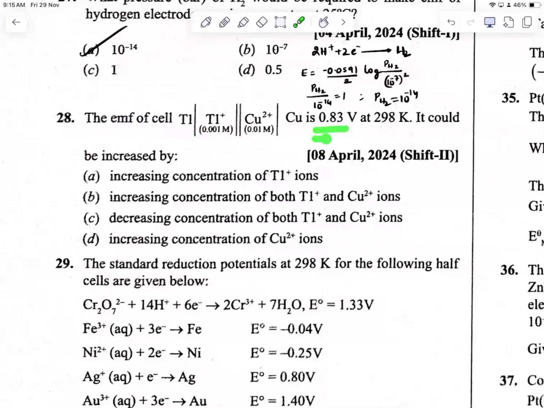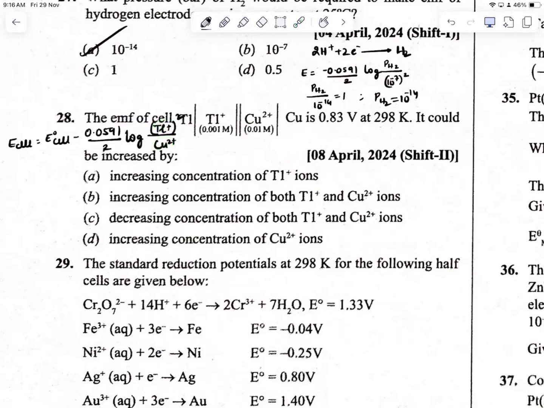See, E cell is given as spontaneous, so E cell is positive, correct? It has to be increased. How do we increase it? See, E cell value is equal to E naught cell minus 0.0591 by n, in this case 2, log of Tl plus concentration by Cu2 plus concentration. Correct? This is the concentration term which you have, and Tl plus whole square.